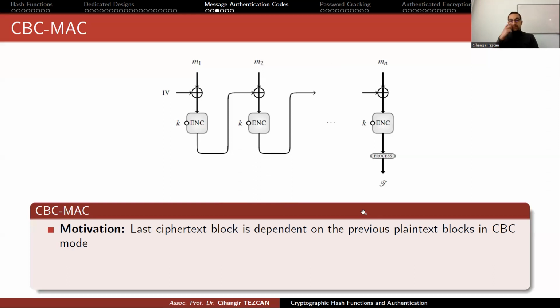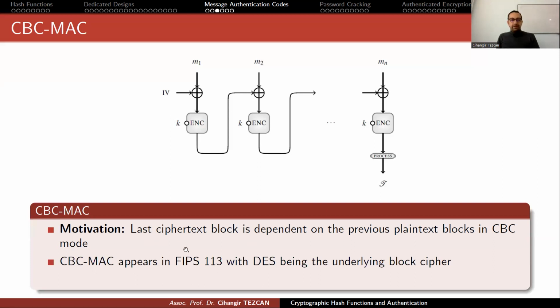So the motivation is as follows. The last ciphertext block is dependent on the previous plaintext blocks in CBC mode, right? So this is what we call CBC-MAC. I'm not producing any ciphertext, but I'm using the block cipher in CBC mode to produce a message authentication code. CBC-MAC appears in FIPS with DES being the underlying block cipher. So it is a very old standard, but of course you can update it with AES. But note that the block size actually determines the tag size. So if you're using AES here, the tag will be of 128 bits. Again, the final process is necessary to avoid forgery attacks.